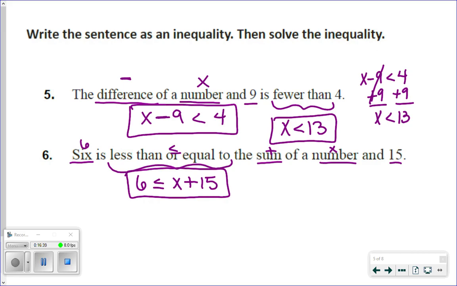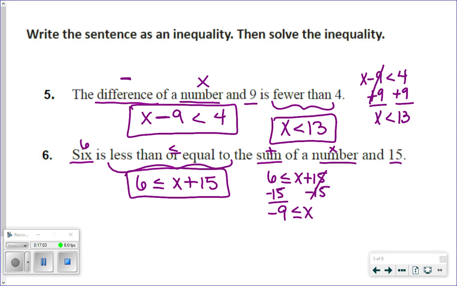And then in part 2, we take that inequality and we solve it to find out what solutions make it true. So this is where we will identify where x is. We notice that it's being combined with a positive 15, so we'll do the negative 15, and that gives us a negative 9 on this side. The symbol is still less than or equal to right now, and then the x.